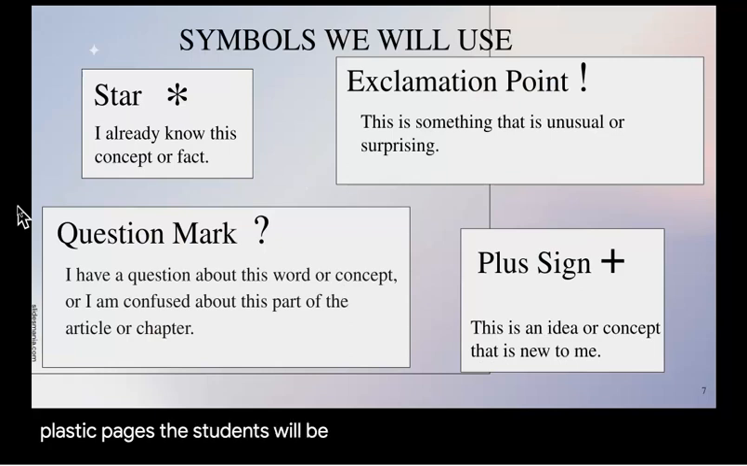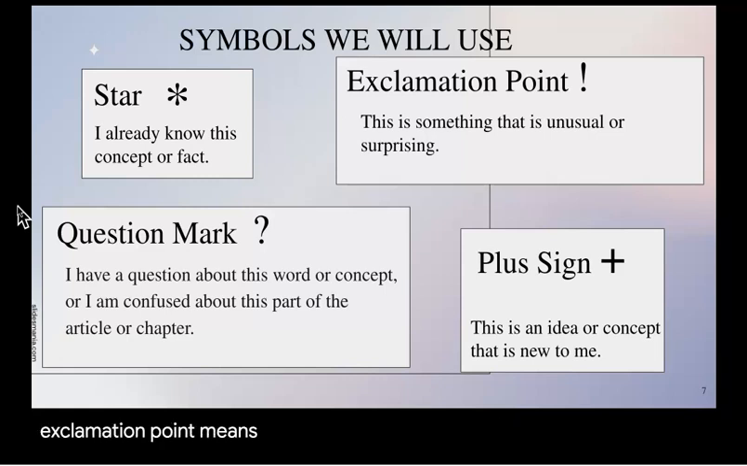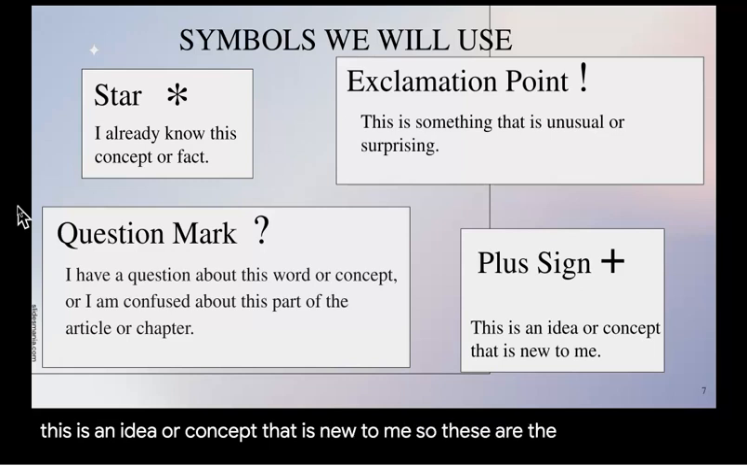The students will be using these symbols to respond to text that they are reading. The star means I already know this concept or fact. The exclamation point means this is something that is unusual or surprising. The question mark means I have a question about this word or concept, or I am confused about this part of the article or chapter. And the plus sign means this is an idea or concept that is new to me. So these are the symbols the students will be using to respond to the text that they are reading.